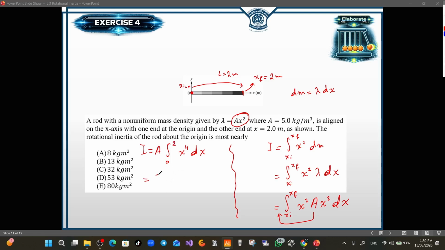Now a is given by 5. What is the integration of x to the power 4? We know that the integration will be, we increase the power by 1, we divide over the new power. So x to the power 5 over 5 from 0 to 2. So we substitute 2 here: 2 to the power 5 over 5 minus 0 to the power 5 over 5. Now this becomes 0. 5 with 5 cancelled out. We just need to evaluate 2 to the power 5, and 2 to the power 5 is 32 kilogram meter to the power 2. This is the moment of inertia.